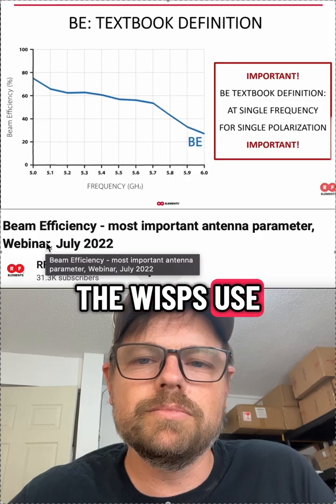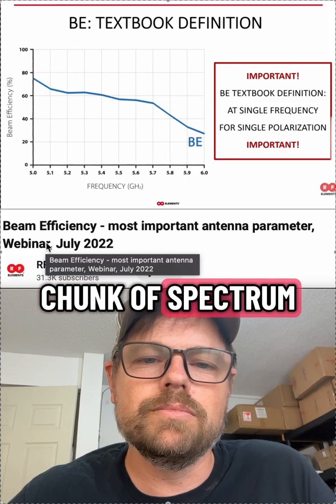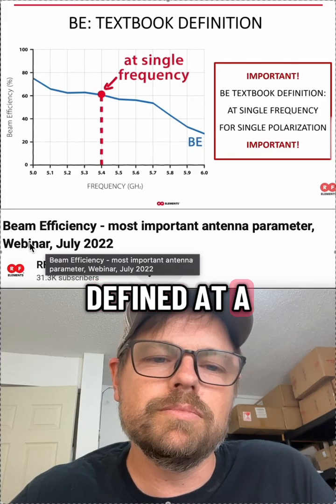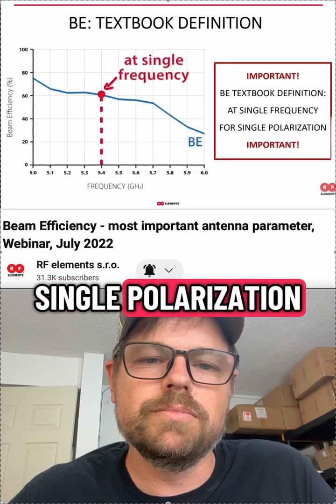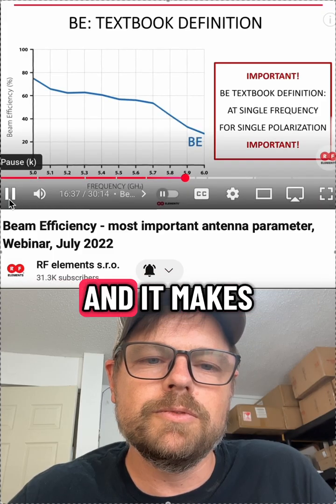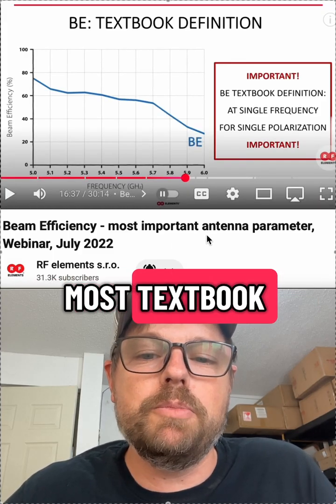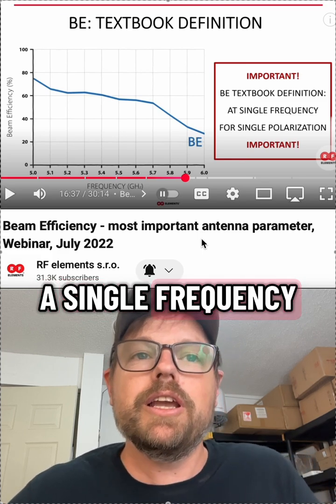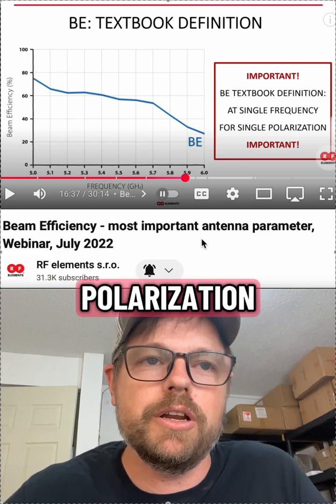Now, WISPs use quite a wide chunk of the spectrum, but in antenna textbooks, beam efficiency is defined at a single frequency and for a single polarization. Now, this is the case for most textbook parameters, actually. So most textbook parameters are for a single frequency and a single polarization.